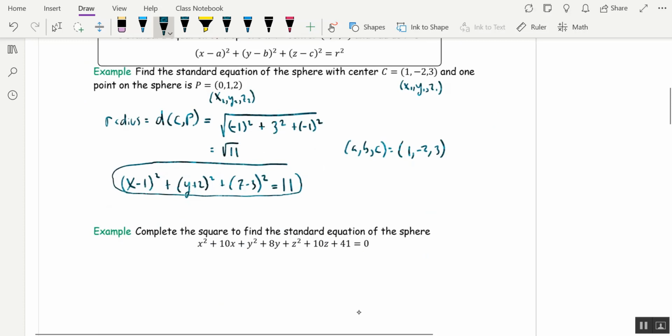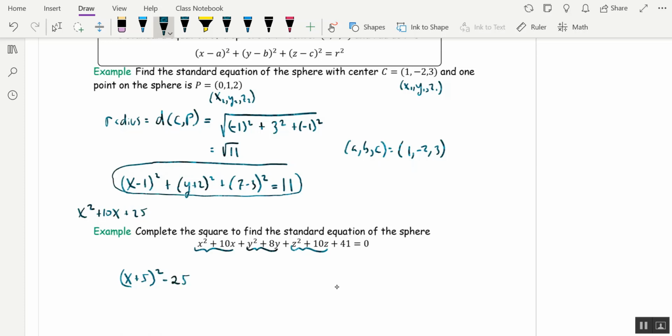Okay, let's do one more of these. Complete the square to find the standard equation of the sphere. Okay, so we're going to have to complete the square on the x part, the y part, and the z part. So x squared plus 10x is (x plus 5) squared. Now when I FOIL that out, I get x squared plus 10x plus 25. So I need to subtract 25 because x squared plus 10x doesn't have a 25 in it. So that's my correction factor, subtracting 25.